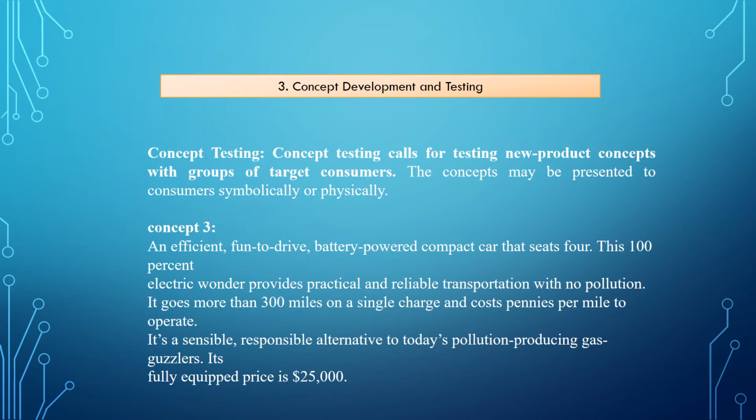What you do is collect a group of customers who have the same characteristics and behavior. You will share the four concepts with them in order to see which concept is acceptable. Basically, most companies, in order to attract the attention of customers and come up with a good result from that test, divide the concept into a symbolic, physical or virtual form, something which the consumer can see and comment on. So concept three: an efficient, fun to drive, battery powered compact car that seats four.